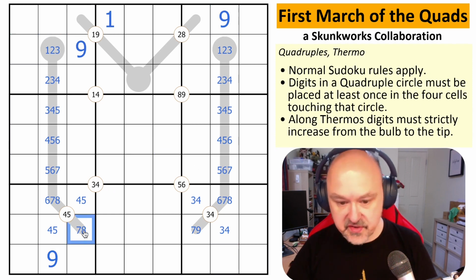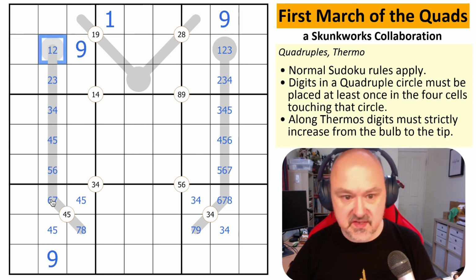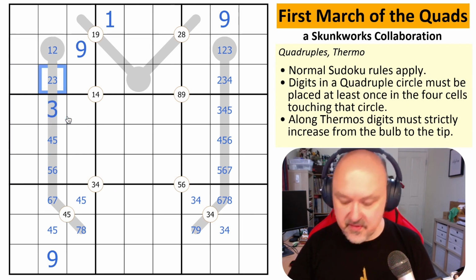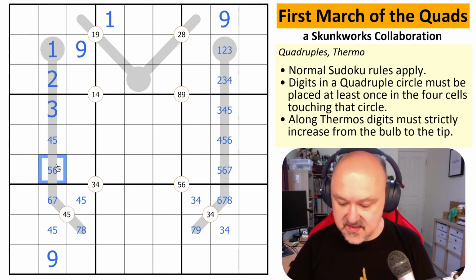Which means this is not a 9, which means this is not an 8, this is not a 7, this is not a 6, this is not a 5, this is not a 4, this is not a 3, and now I have a 4-5 pair, which means this is a 3, this is a 2, this is a 1. The 4-5 pair also means this is a 6, this is a 7, this is an 8.